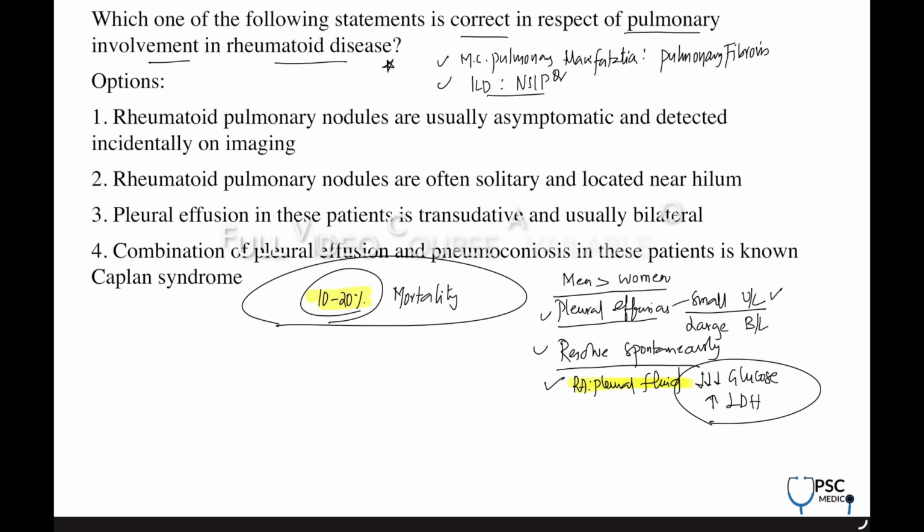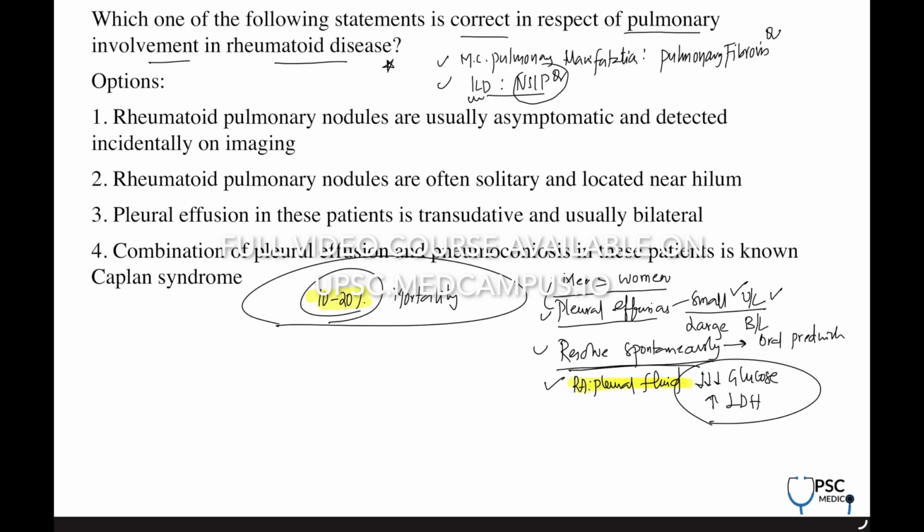Okay, and apart from this, I'm talking about pulmonary involvement. Yes, you will see 10 to 20% mortality. Most common pulmonary manifestation is pulmonary fibrosis. If it is interstitial lung disease, most common pattern is NSIP. And pleural effusions are more common in men. They are small and unilateral. They resolve spontaneously. If not resolving spontaneously, you can try oral prednisolone, but they do resolve spontaneously. Pleural fluid finding, markedly reduced glucose and elevated LDH, are characteristic findings.